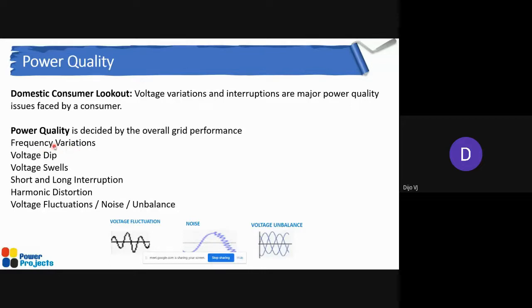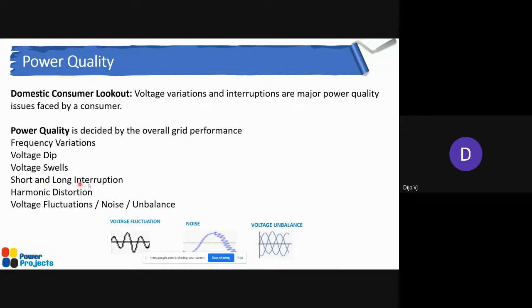So maybe the frequency variation might create an issue for the power electronics devices also. Voltage dip, voltage swells: an increase in voltage or a dip in voltage. Voltage dip can be because of motor starting or energizing some major load. Voltage swell is an increase in voltage for some time when you disconnect some major part of the load from the system.